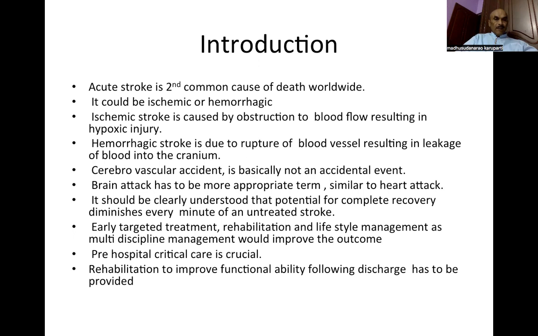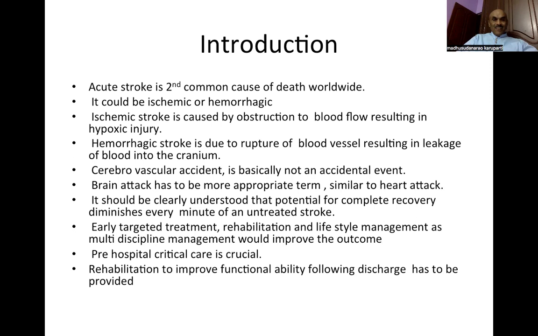Hemorrhagic stroke is due to rupture of blood vessel, resulting in leakage of blood into the cranium. Cranial space is restricted space. When there is leaking of the blood into the cranium, there is gradual rise in the intracranial pressure, which in turn compromises the blood flow, thereby causing diffuse injury to the nerve cells. Well, cerebrovascular accident is basically not an accidental event. Brain attack is a more appropriate term, similar to heart attack.